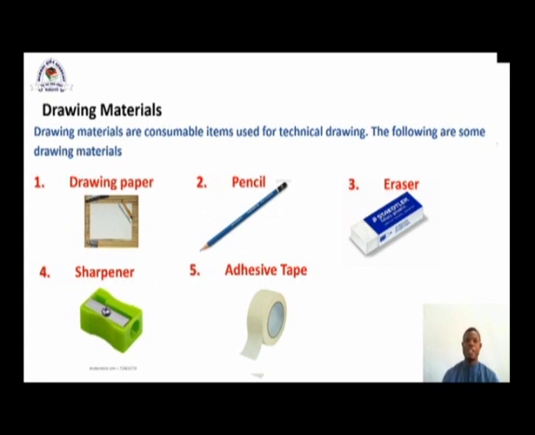You have the 9H to 6H pencils, which are very hard pencils. You have 4H to 3H pencils, which are medium hard. You have 2H pencils, which are just medium. You have H and F pencils, which are medium soft, and you have the HB, B, 2B, which are very soft pencils. You also have the sharpener and the eraser, which are also drawing instruments.